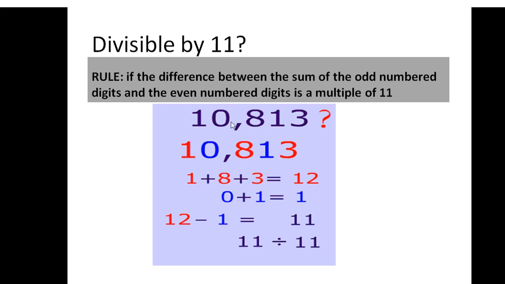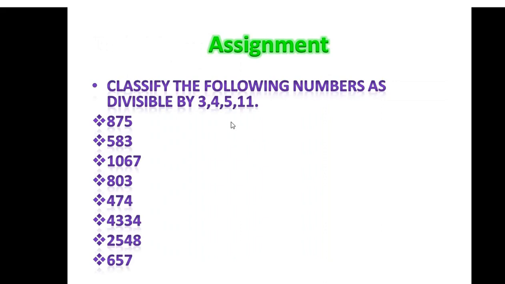Okay, understood? I hope you understood these rules to check divisibility. I have given an assignment based on this. You have to do it.